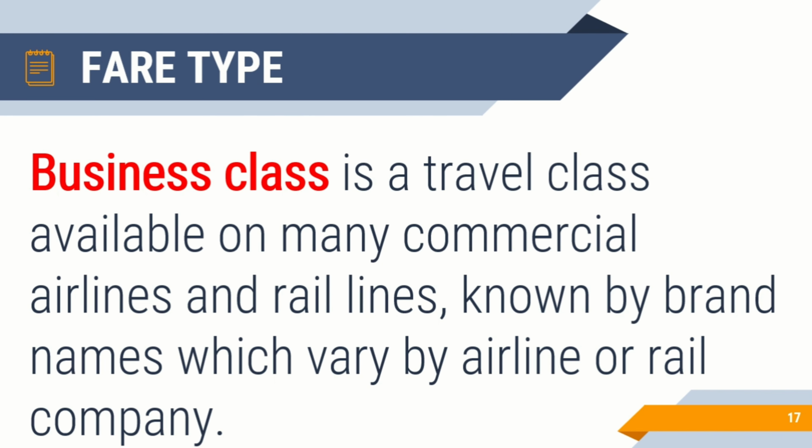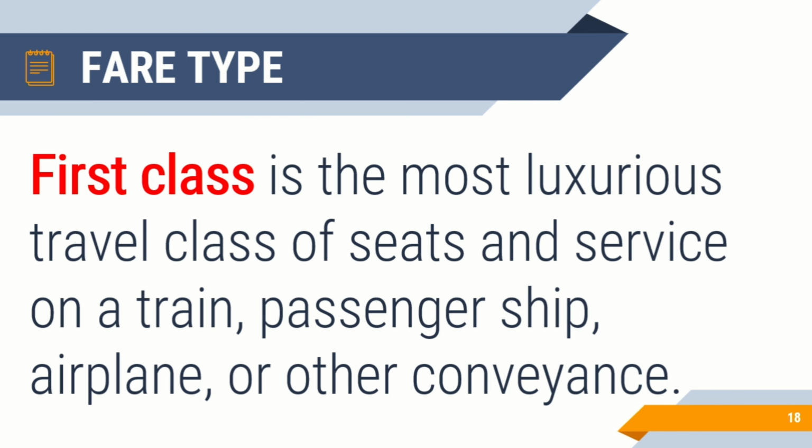The second fare type is the business class. Business class is a travel class available on many commercial airlines and rail lines, known by brand names which vary by airline or rail company. The third and last fare type is the first class. First class is the most luxurious travel class of seats and service on a train, passenger ship, airplane, or other conveyance.